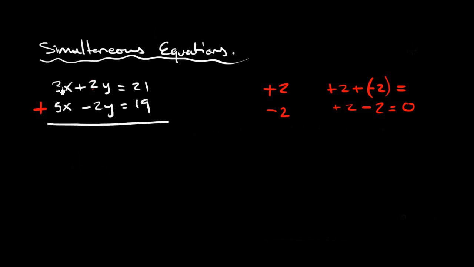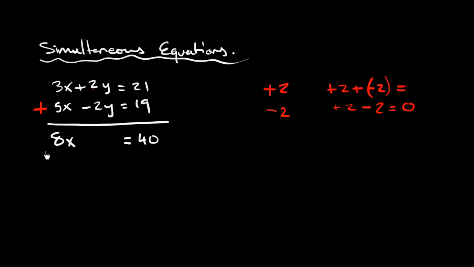How do you add 3x plus 5x? You just get 8x. Plus 2y plus minus 2y is the same thing as plus 2y minus 2y, and they disappear, they give you 0. So I don't have to write anything down. And here 21 plus 19. So that's nearly 20. So 21 plus 20 would be 41. But it's one less, so it's going to be 40.